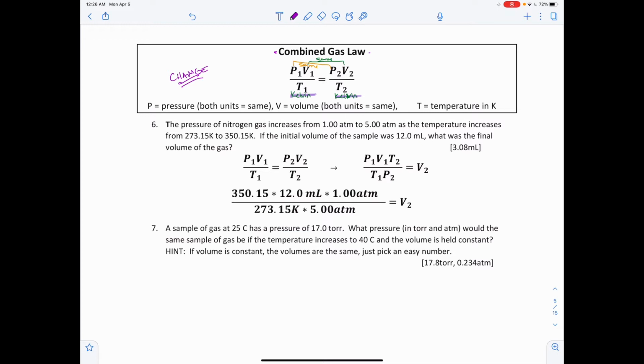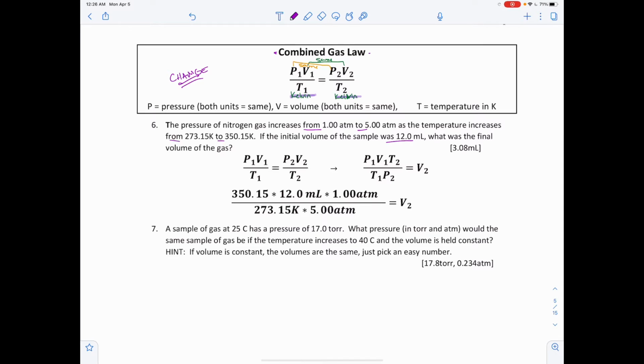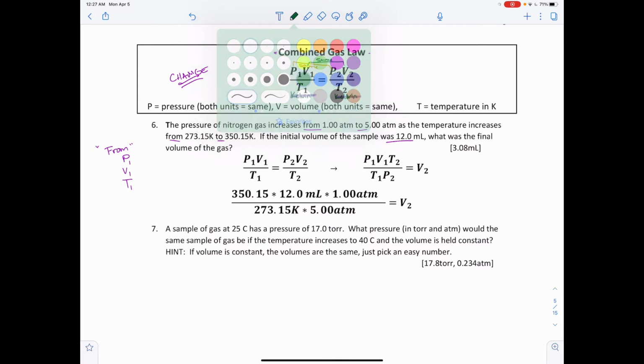So because it's changing, you're going to have a from situation and a to situation. Increases from, to, and then was. So you just need to make sure you pair up the information well. I'm going to put all of the froms together first, and then I'm going to put the twos together.